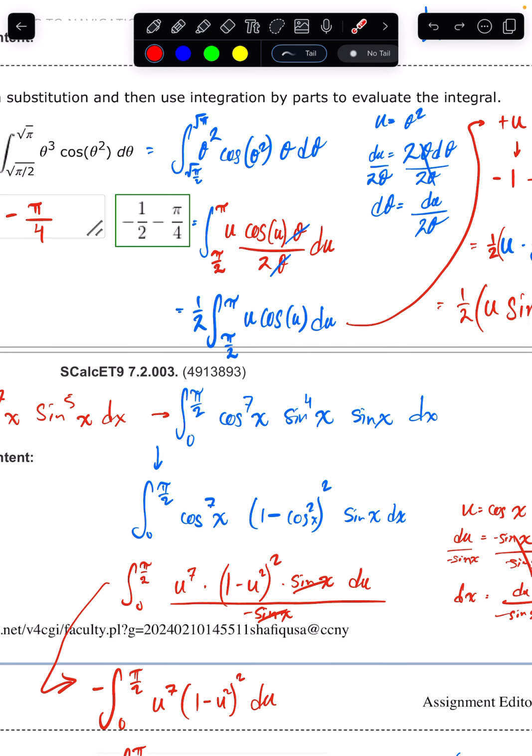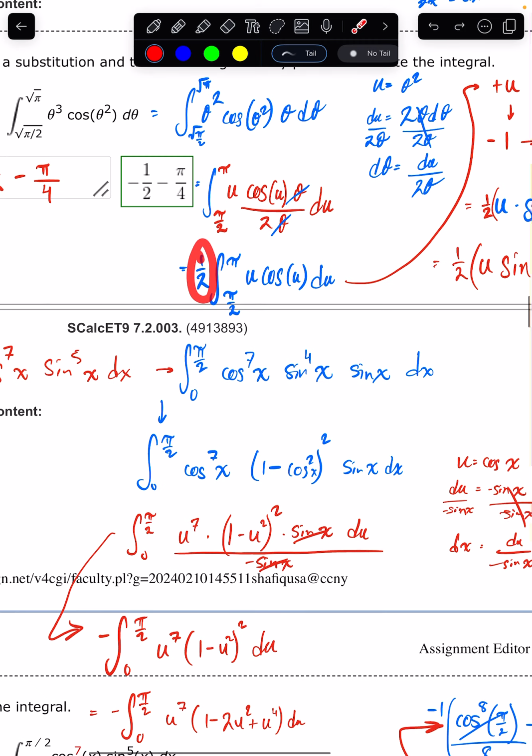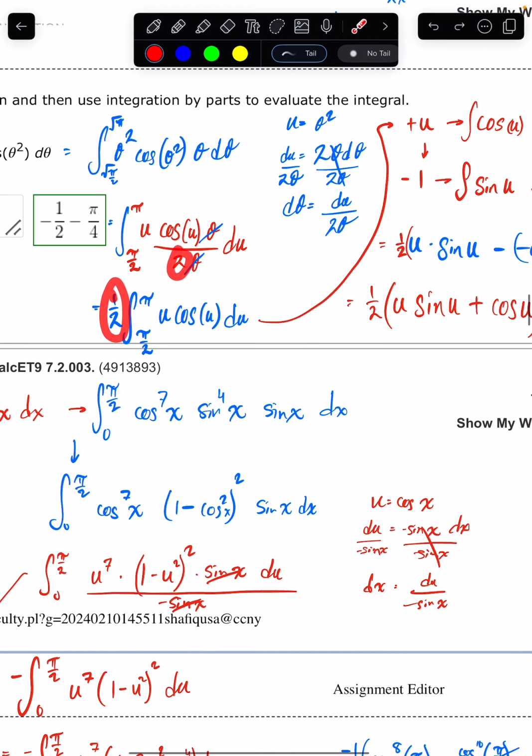And now you're going to be left with u, right? Our u value is theta squared, so these are theta squares right here. U times cosine u over 2. We can take out the 1/2, over 2, which is right here, outside.